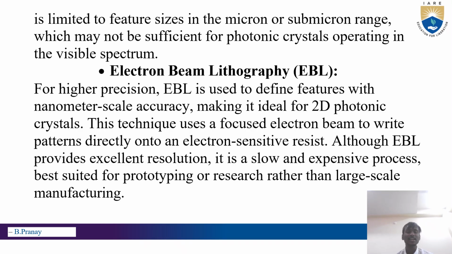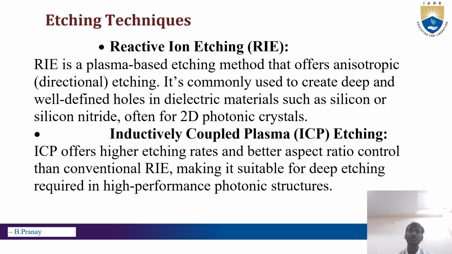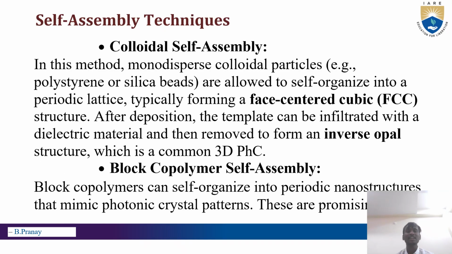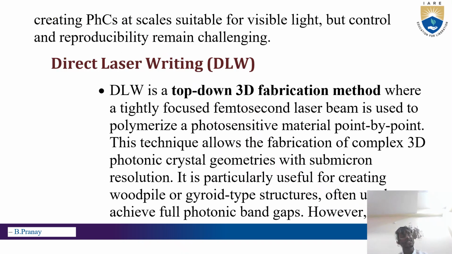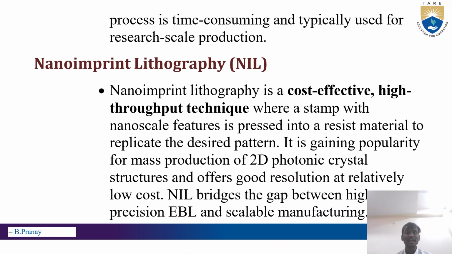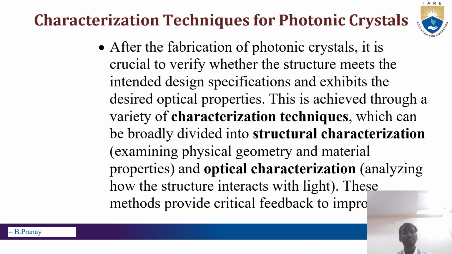than large scale manufacturing. Etching techniques: RIE. RIE is a plasma based etching method that offers anisotropic etching. Inductively coupled plasma, ICP etching, offers a higher etching rate than conventional RIE. Next, self-assembly techniques: colloidal self-assembly, block copolymer self-assembly, direct laser writing, nanoimprint lithography.